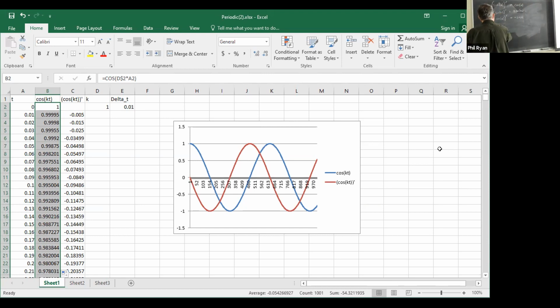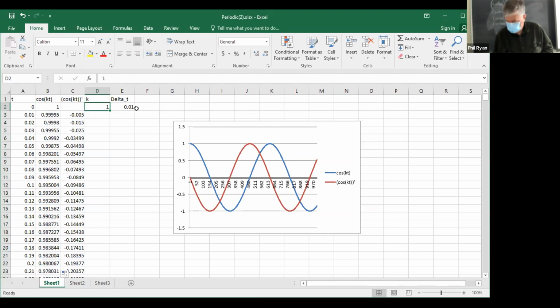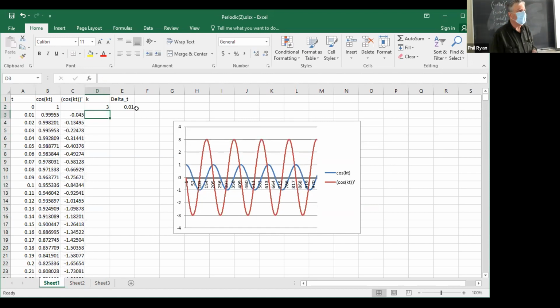And completing the picture, cosine of kx, well, we know what the chain rule will tell us. We multiply by k. And so let's go and see that in action. Let's do a 3 this time. Okay, moving much faster. So the derivative now has an amplitude of k of 3, just like we predicted. Okay, so that's pretty straightforward.